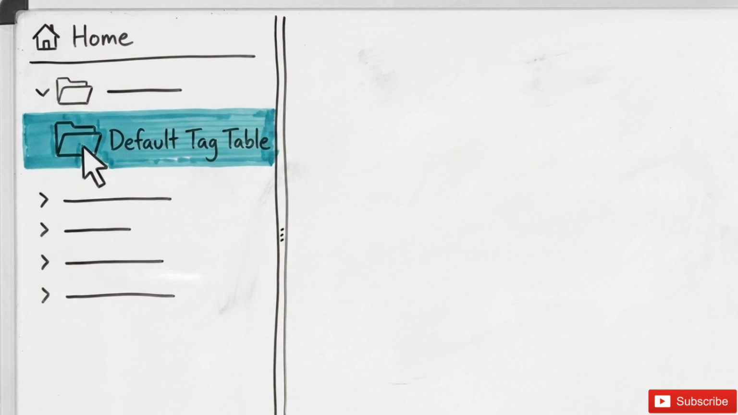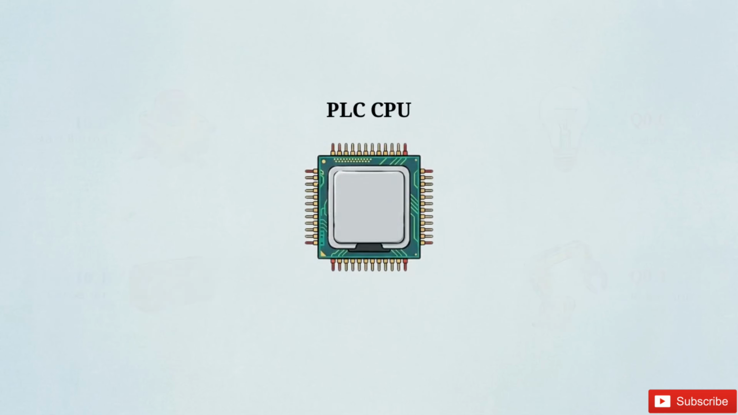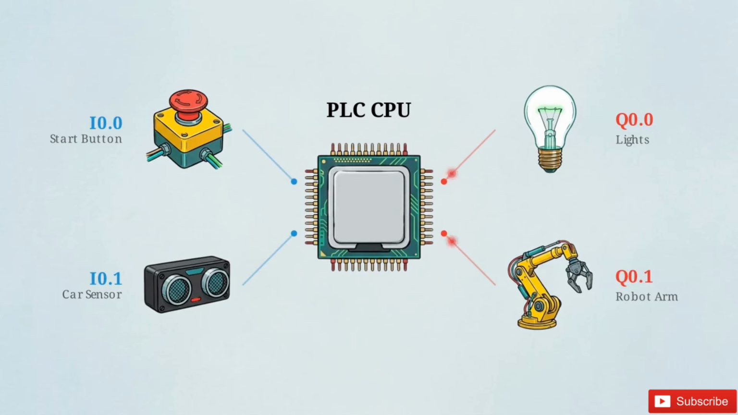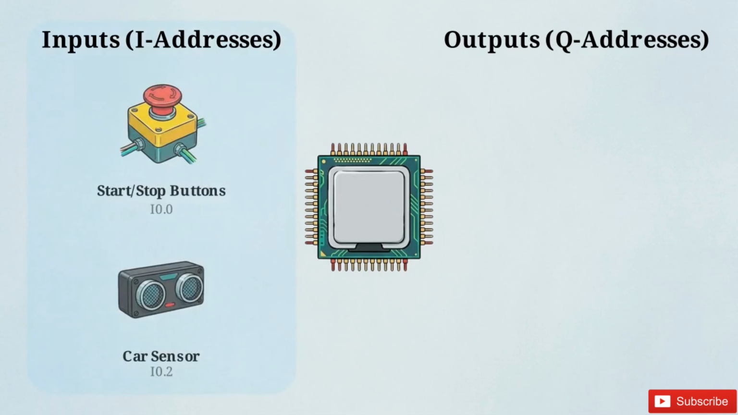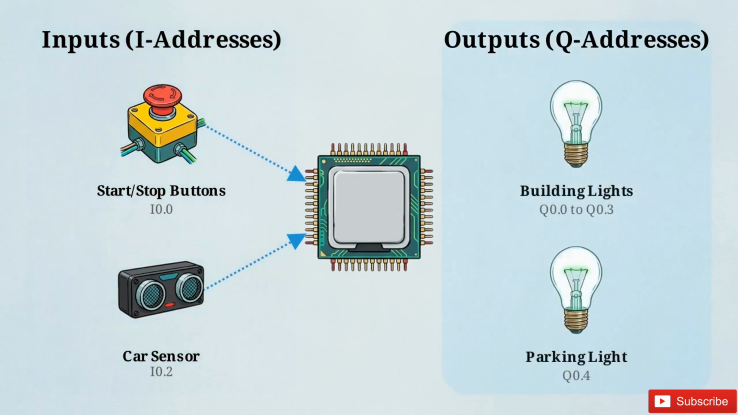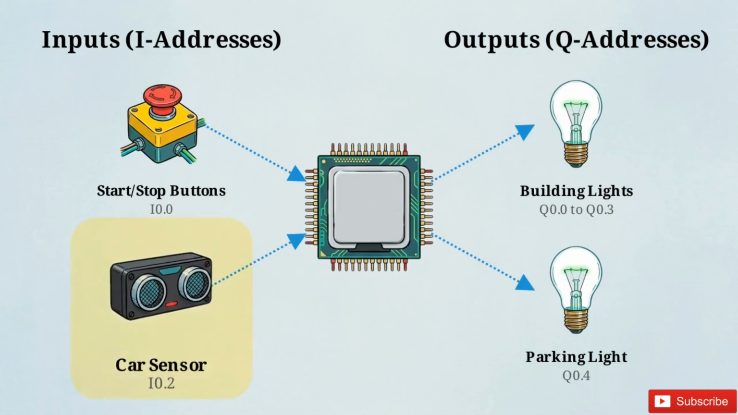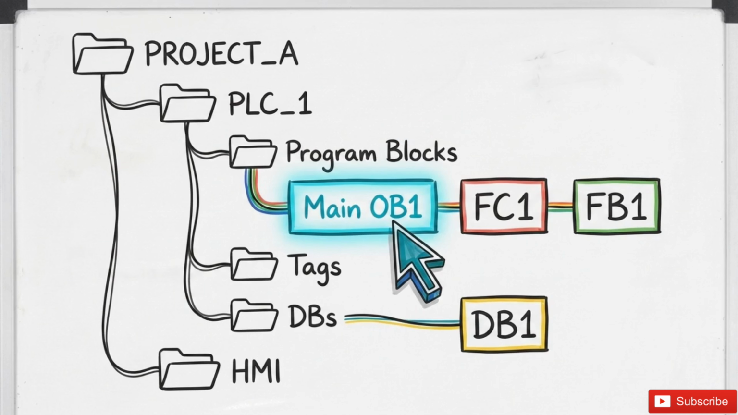Start by opening the default tag table within the project tree. Before writing any logic, you must define the physical inputs and outputs the controller will use. Hardware uses specific addresses. On the left, I addresses are inputs for buttons and sensors. On the right, Q addresses are outputs, sending commands to lights. Crucially, the car sensor must be an I input, or the program won't detect the car. With the tags assigned, navigate to main OB1 to begin network 1.